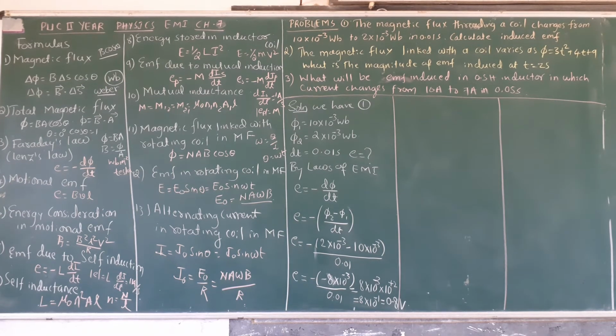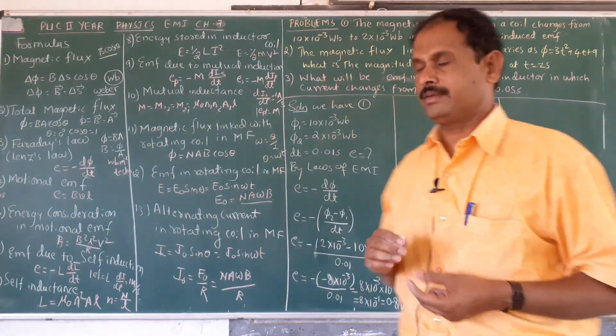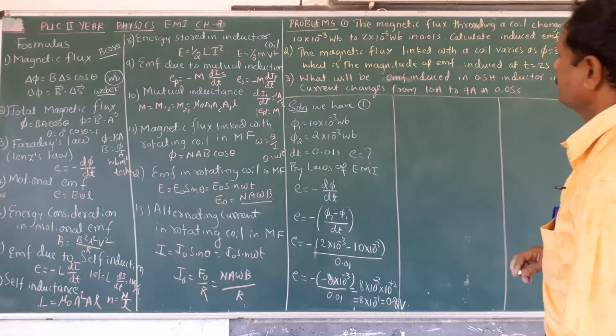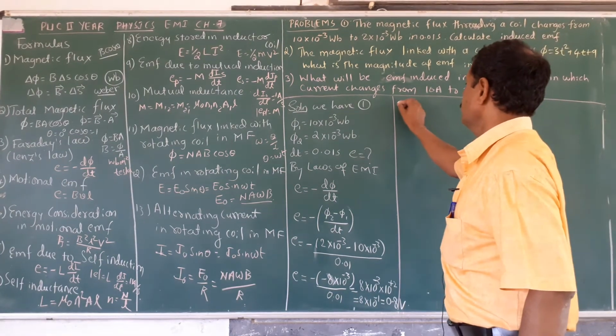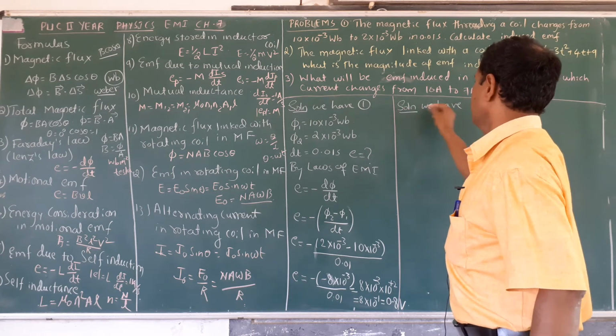This is by using the law of EMI, using d phi by dt, and you got the answer 0.8 volt. EMF, electromotive force, is measured in volt only. That's fine. Second problem. Solution. We have the second problem.